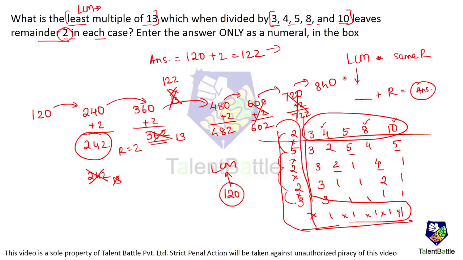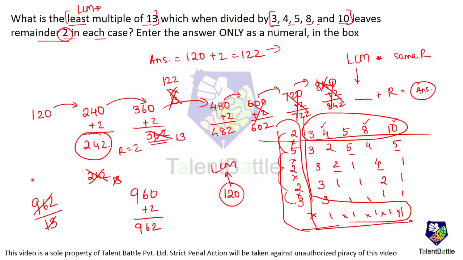So 842, if you try to divide by 13, still you don't get the answer. Here also, this is not allowed. Plus 2, you get 842. That is also not allowed. The next one is going to be, I'll write over here, 960. You add 2 to it, you are going to get 962. So 962, if you try to divide by 13, you are going to get the answer. 962 divided by 13.